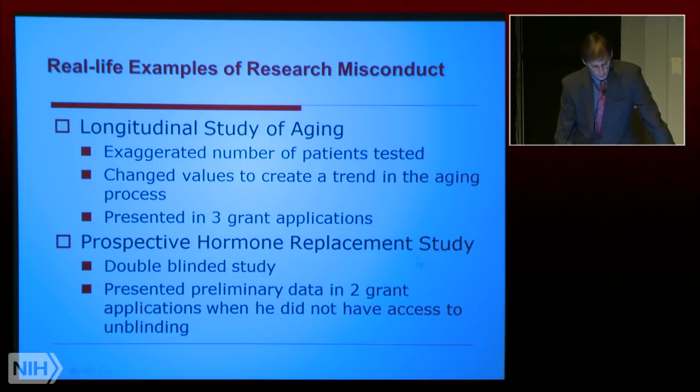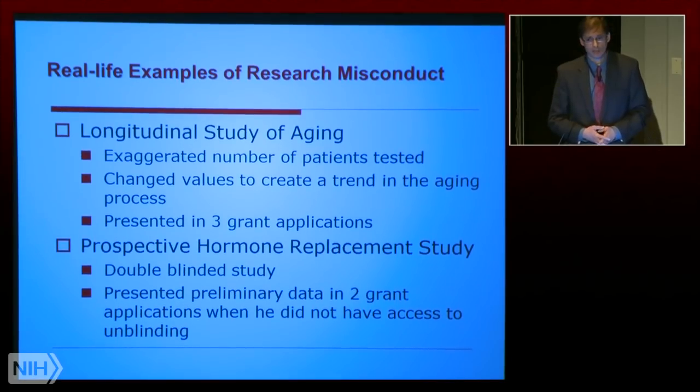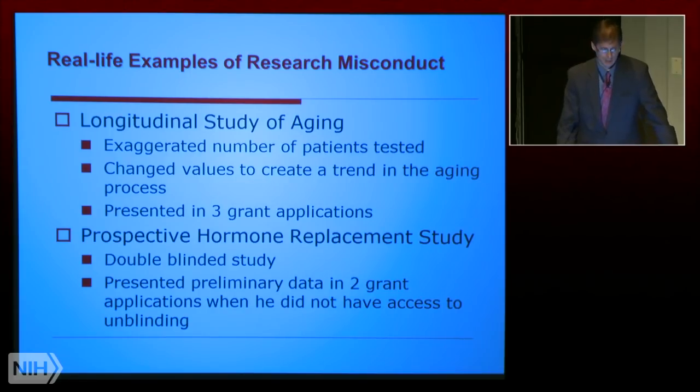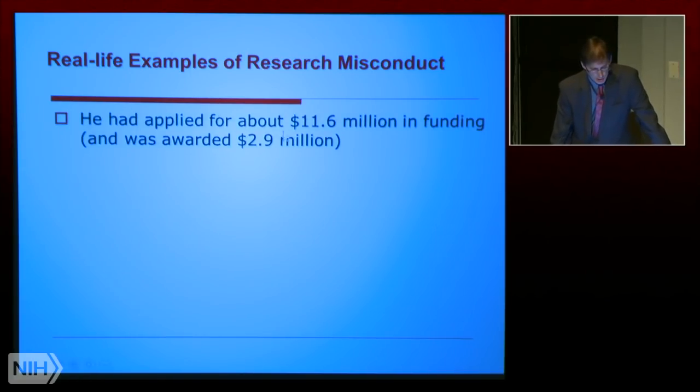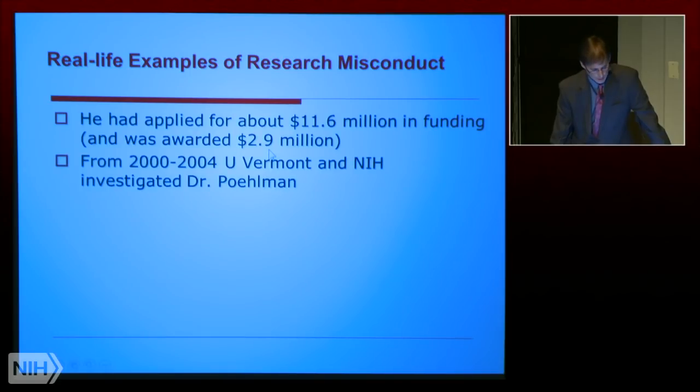And then he had a prospective hormone replacement study. Now, this one was one of the silliest ones, I think, because this was a double-blinded study. And yet, he presented preliminary data reportedly from this study when he did not have access to the unblinding. So he said, well, this group is doing much better, and here's the data to support that, but the data was still blinded. So one of the reviewers said, hey, something's not right here. He'd applied for $11.6 million in funding, and he was awarded $2.9 million of grants.